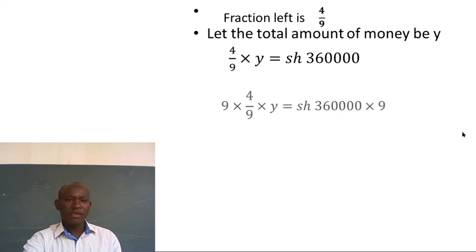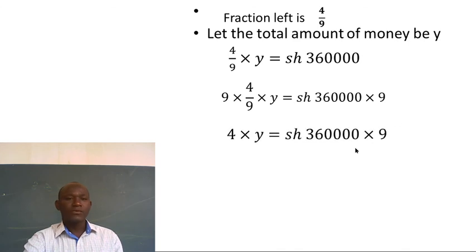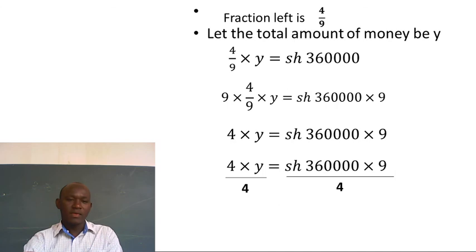Do away with the denominator. Multiply both sides by 9 so that you come up with 4 times y is equal to 360,000 shillings times 9. What next? Divide all through by 4. Divide that side also by 4. Why are we doing that? To remain with only letter y, which will give us the total amount of money he had. So I'll divide that, come up with 1. 4 divided by 4 will give me 1. Then 4 divided by 4 is 1.